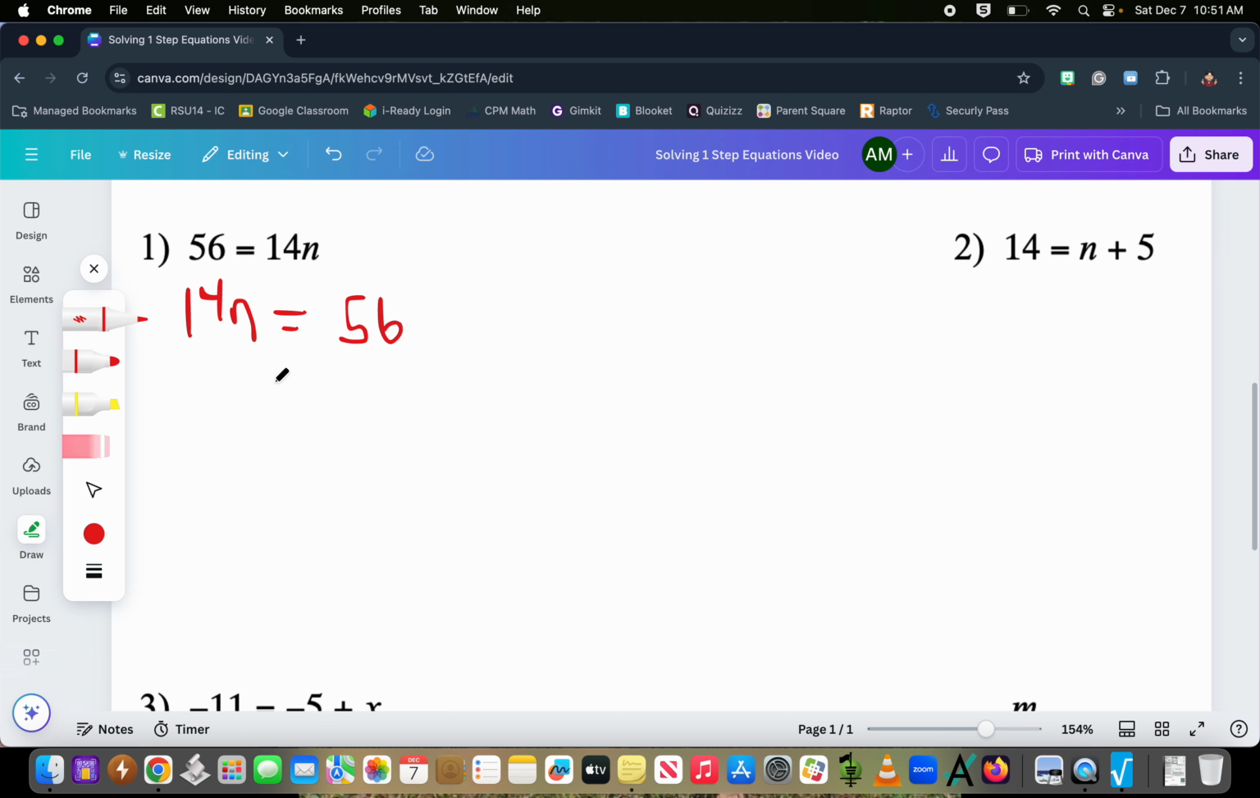Now, we want to identify our operation. So we know that this one, in this case, is multiplication. So it's 14 times n equals 56. So again, we need to do the opposite to both sides. The opposite of multiplication is division. So I'm going to divide both sides by 14.